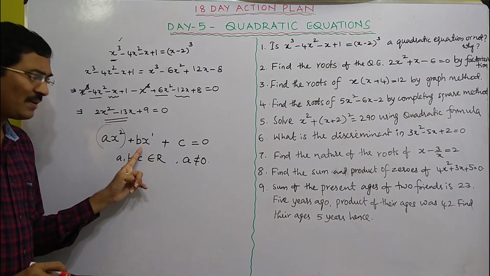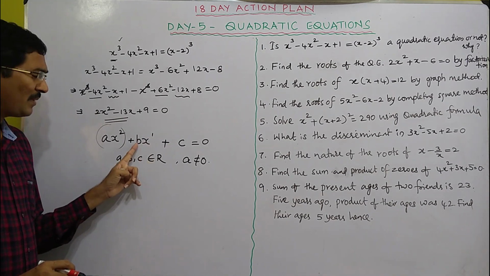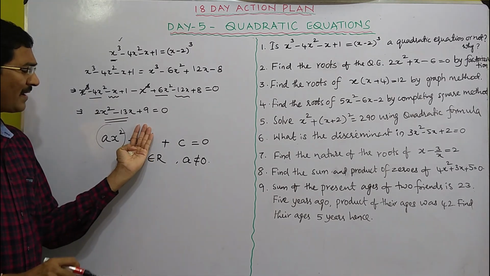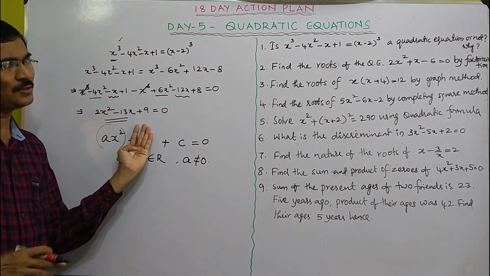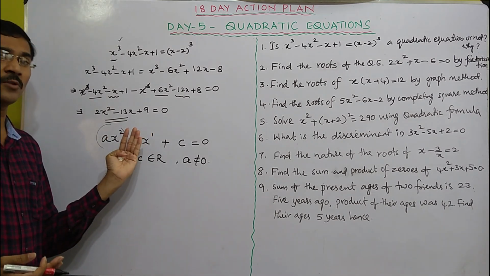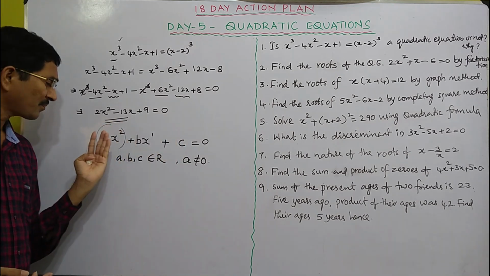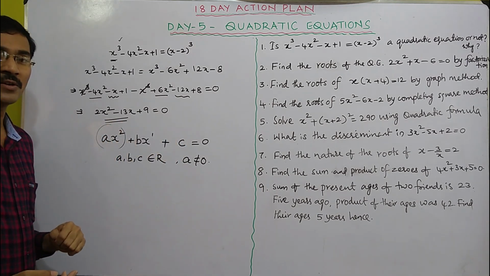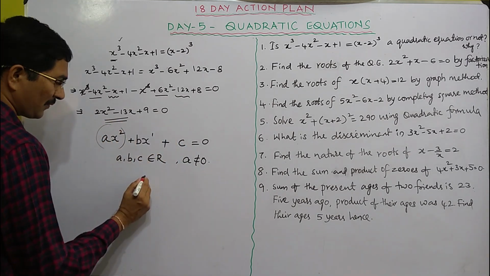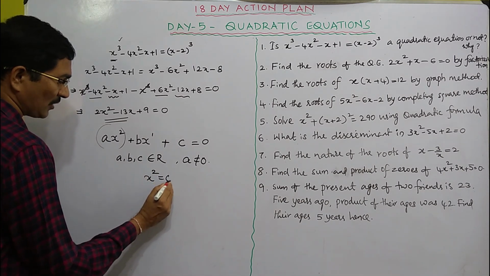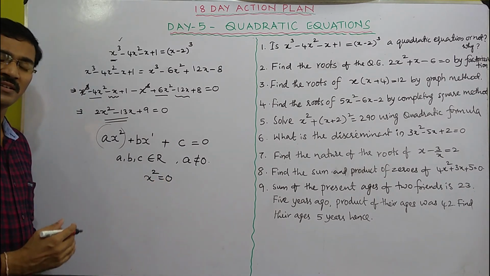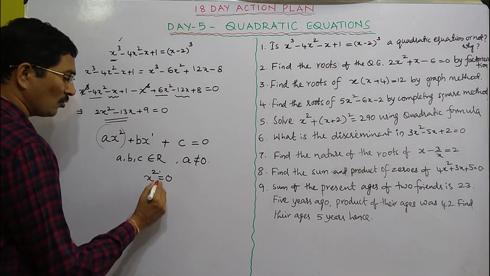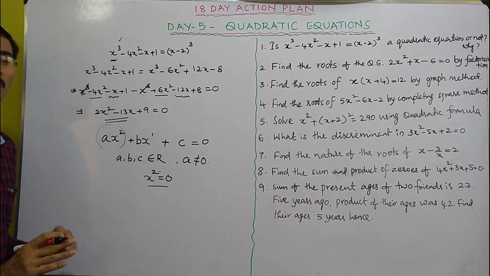Then can b be equal to 0? Yes, why not? If b is 0, this becomes 0. No matter, we have the second degree maintained. So b can vanish, b can be equal to 0, c can be equal to 0, but a must not be equal to 0. That means if something is like x square is equal to 0, is it a quadratic equation? Definitely. Its degree is 2, therefore this is a quadratic equation.